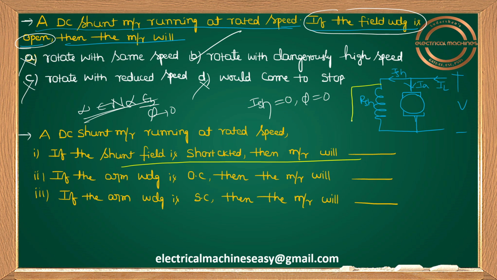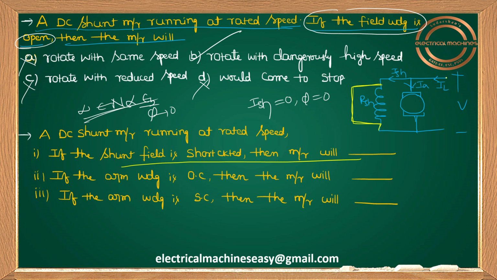So let me provide a short wire. Short circuit means across the shunt field winding I have to keep a wire here. So let me take a shunt. I just kept a wire. So if the shunt field winding is short circuited, I just kept one wire across the shunt field winding. This wire is having a zero resistance value.